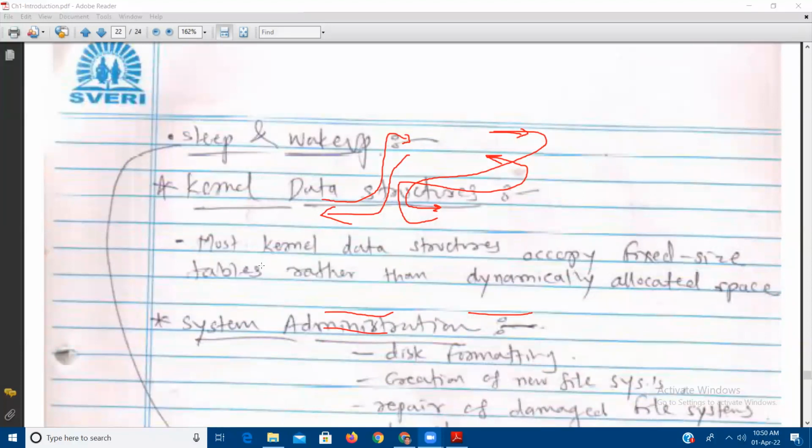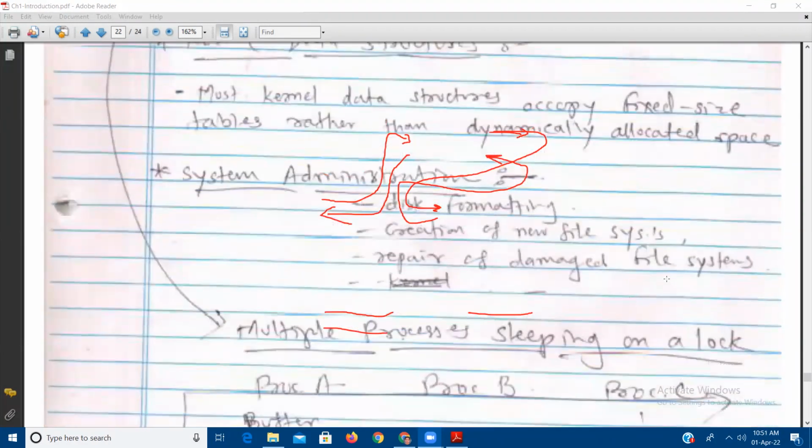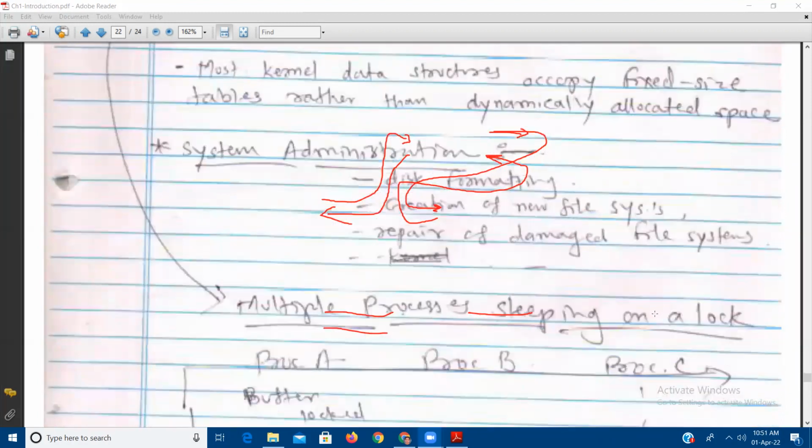So kernel data structures, most kernel data structures occupy fixed size tables rather than dynamically allocated space. So just now we discussed total 7 data structures. So 3 related to file and 4 related to process. And as a part of system administration, last point, disk formatting, creation of new file system, repair of damaged file system, all comes under system administration.